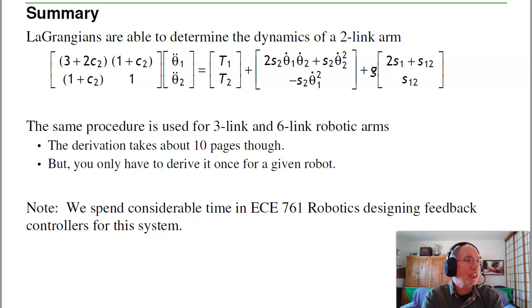Note, as a sidelight, we spent considerable time in 761 robotics designing feedback controllers for this system. So for this class, we'll just look at the dynamics, showing how you do Lagrangians with it. Much more detail on how to control robotics like this will be covered in 761 robotics. So that's lecture number 9, two-link robotic arm for ECE 463.